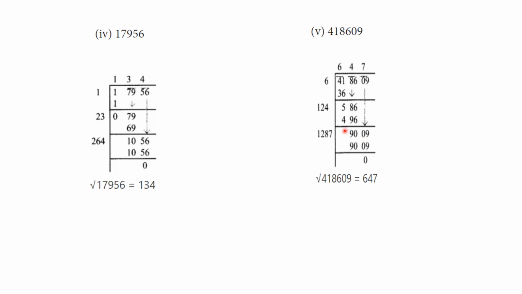So you put 12 as such. You multiply 4 into 2 only, 8. The next number you will find out. Our options are 3, 3 3s are 9, and 7, 7 7s are 49. Here the apt number is 7 only. So 7 into 1287 is 9009. So the remainder is 0. Therefore the square root of this number is 647.